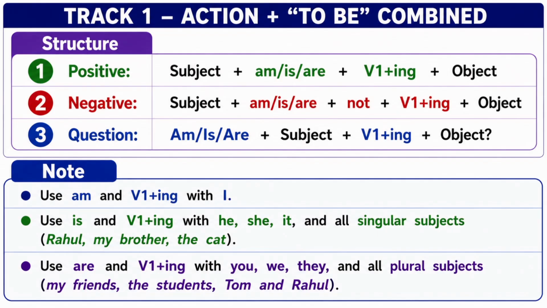Now remember which helping verb to use. Use am and verb 1 plus ing with I. Use is and verb 1 plus ing with he, she, it, and all singular subjects such as Rahul, my brother, and the cat. Use are and verb 1 plus ing with you, we, they, and all plural subjects such as my friends, the students, Tom and Rahul.